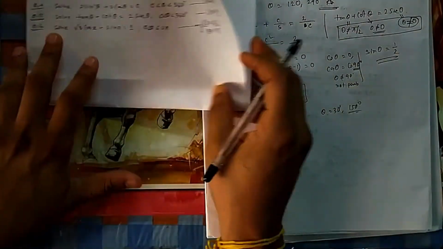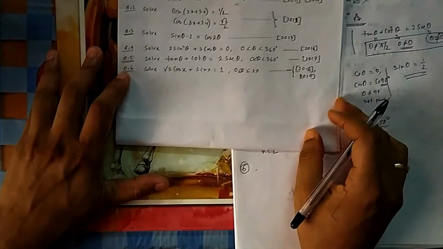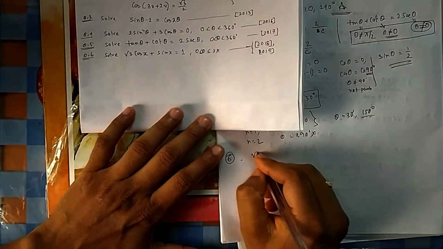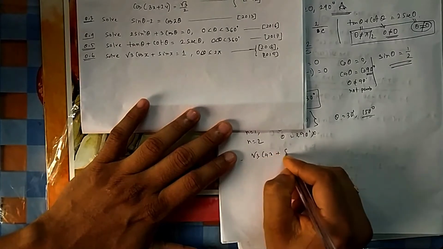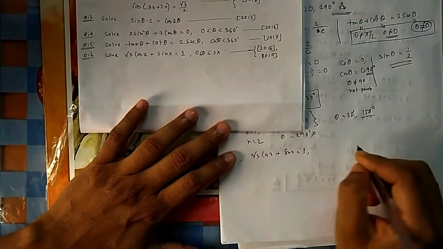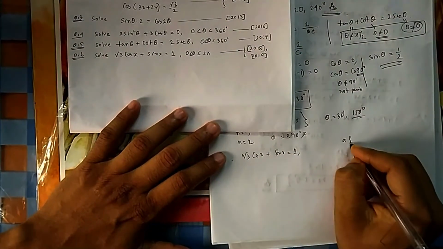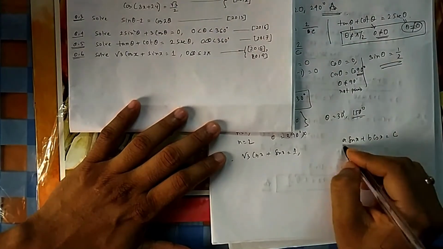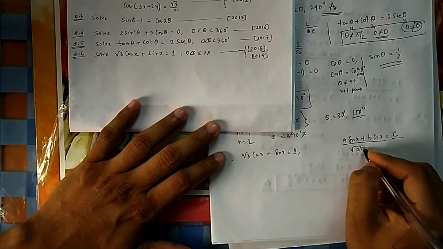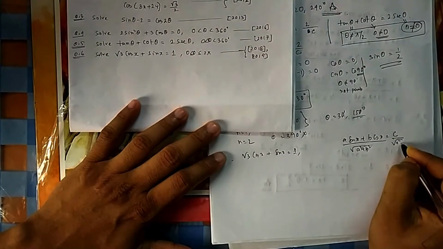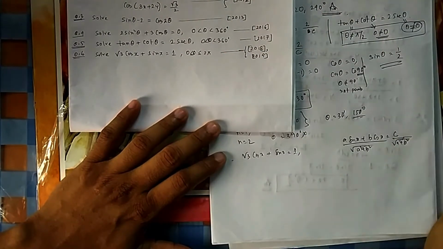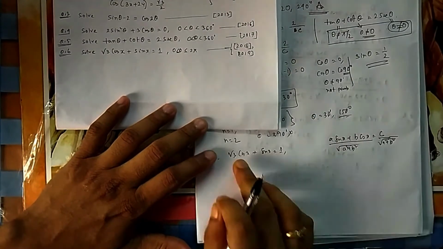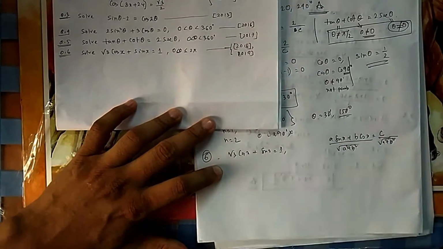In question number 6, what are they asking? They are asking this one, root 3 cos x plus sin x equal to 1. Now in intermediate level, if you have seen the video, this is of the form a sin x plus b cos x equal to c. In case of this, we divide both sides by under root a square plus b square. If you see the theory for intermediate level, you will find it in lecture 1. This type of format I have given.